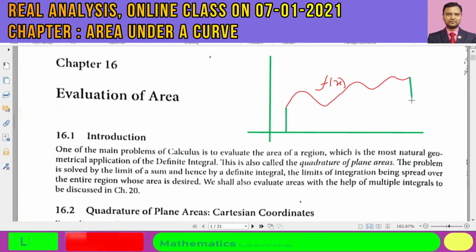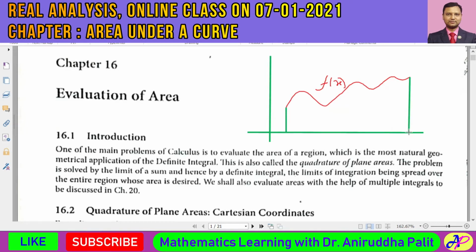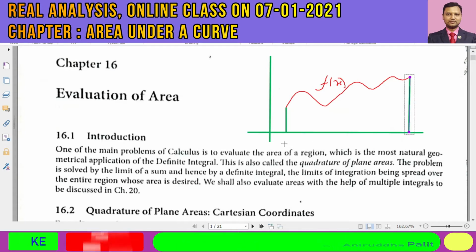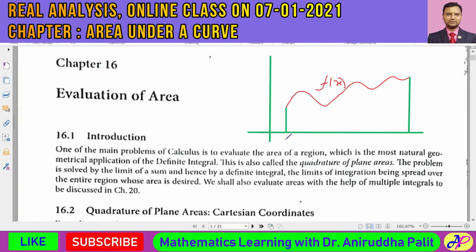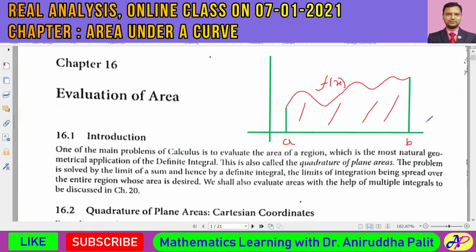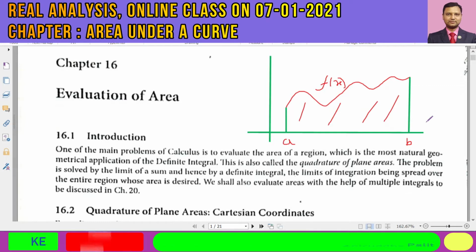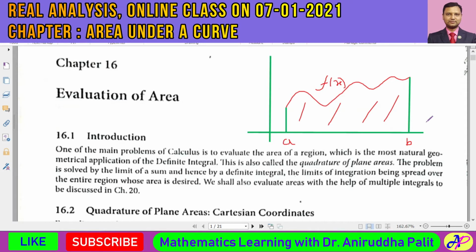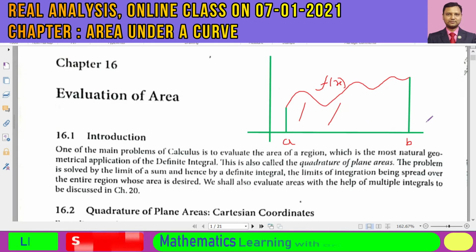The area is found in this fashion: we generally draw these two ordinates, maybe x is equal to a and x is equal to b, and then we find the area under this curve by integrating the function between the limits a and b. So this much would be the area under this curve f of x within the ordinates x is equal to a and x is equal to b. We generally integrate this function f, provided it is integrable. Of course, all functions are not always integrable.